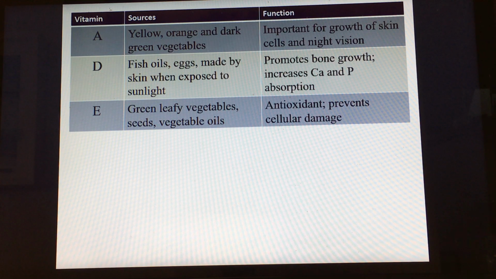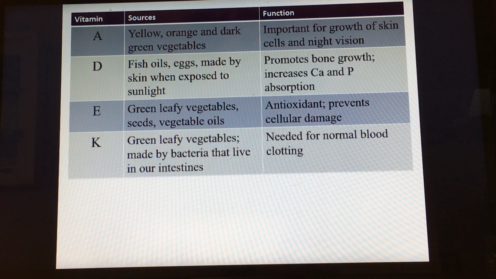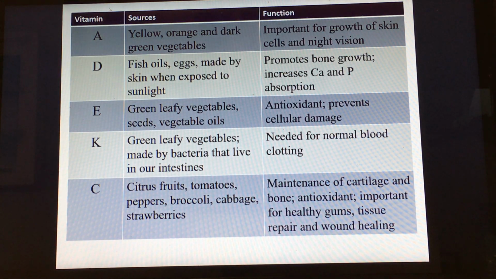Vitamin E is found in green leafy vegetables, seeds, and vegetable oils, and is an antioxidant that prevents cellular damage. Vitamin K is found in green leafy vegetables, but it's also made by bacteria that live in our intestines, and it's needed for normal blood clotting. And vitamin C is found in citrus fruits, tomatoes, peppers, broccoli, cabbage, and strawberries, and it's important for maintenance of cartilage and bone, and it's a potent antioxidant and important for healthy gums, tissue repair and wound healing.